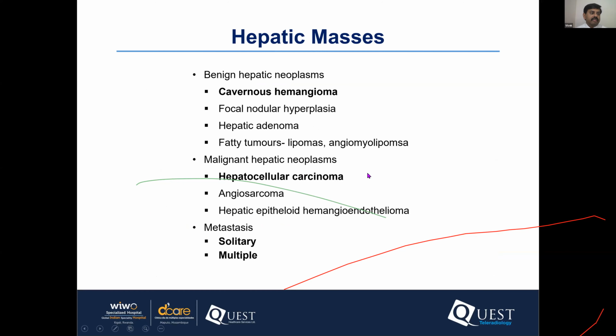Coming to masses. Now, hepatic masses are tumors of the liver. Again, they are broadly classified, as in all tumors, as benign and malignant. So in benign, we have cavernous hemangioma, which is the commonest. In malignant, the commonest one is hepatocellular carcinoma. And we also have metastasis, which can be solitary or multiple in the liver.